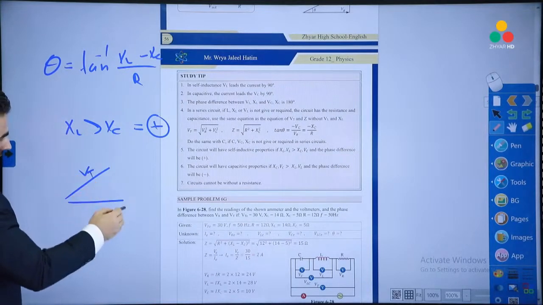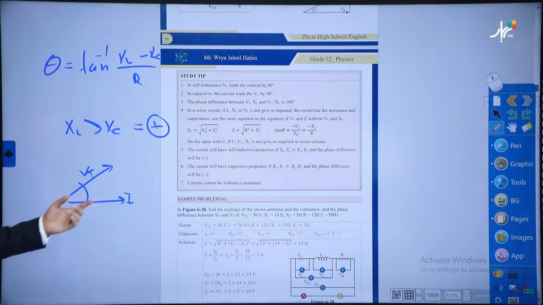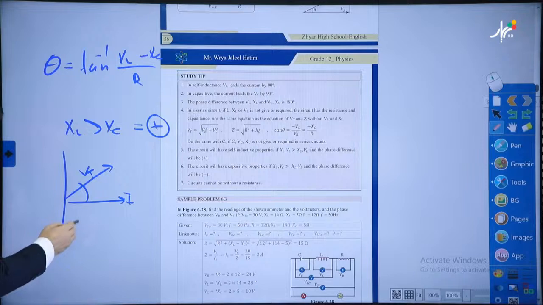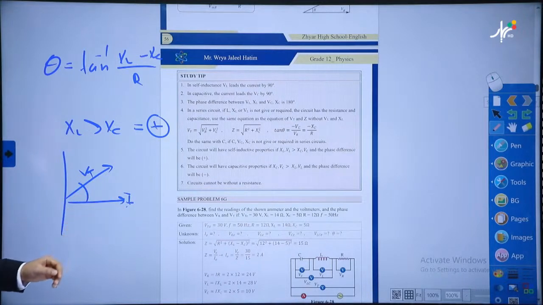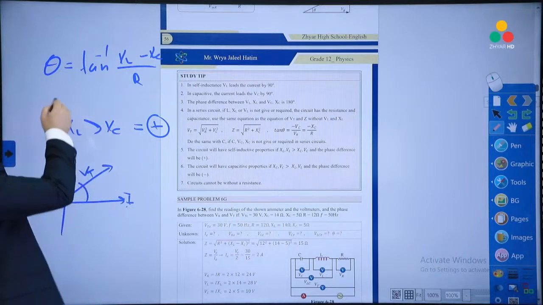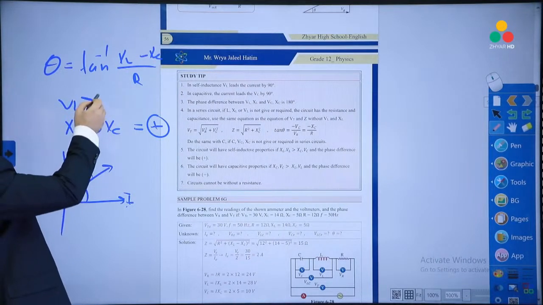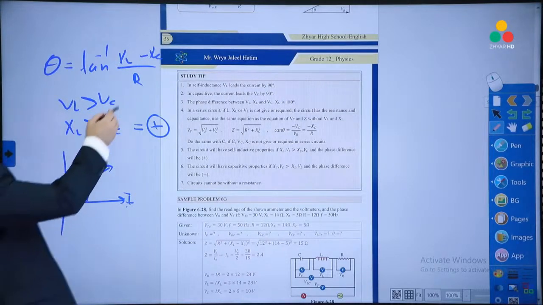If this is the V total and this would be the current here, and you can see that, what does it mean if we get a positive value? That means obviously the voltage is leading the current by this many degrees. Okay, and it's the same thing if VL is bigger than, let's say, VC, yeah? But what if it is the opposite?